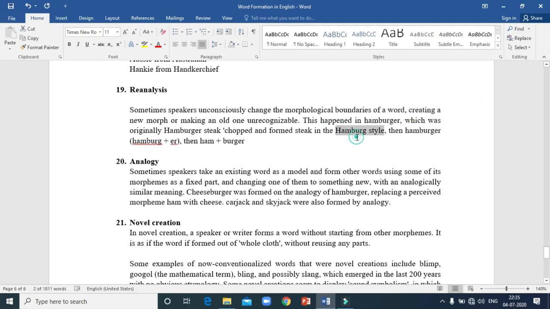That is why it was called hamburger. But what we did was we misunderstood. When we did morphological analysis unconsciously, we split it into Hamburg plus er. Actually it is Hamburg plus er because it belongs to Hamburg. Okay, it belongs to the city of Hamburg. So it should have been split like this, but because we didn't know about that, we unconsciously changed the morphological boundaries of the word. And then we started splitting it into ham plus burger.